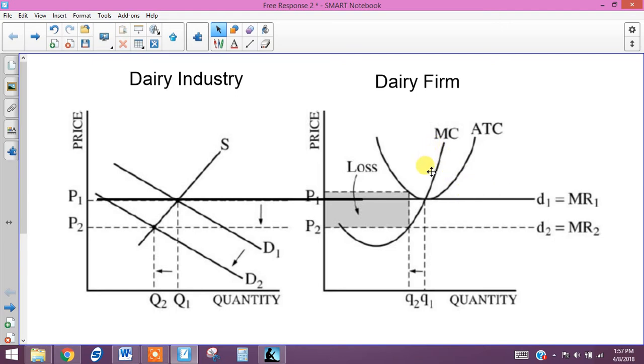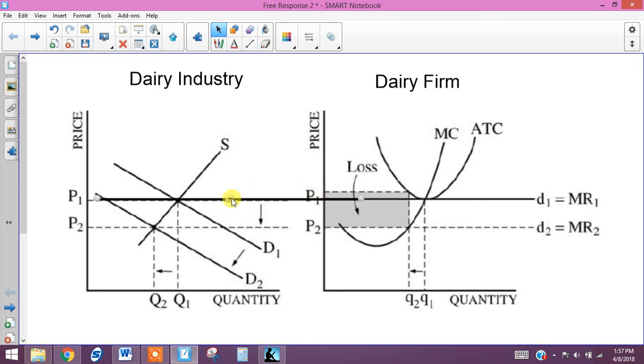Because the marginal cost curve is always going to intersect the average total cost curve at the lowest point of the average total cost curve. So in order for them to intersect and also be equal to the price and marginal revenue, then this firm is operating at its lowest possible average total cost, and that is equal to the price, equal to marginal cost, equal to marginal revenue, equal to their demand curve right here, okay?